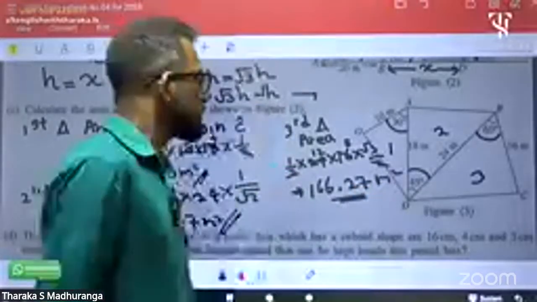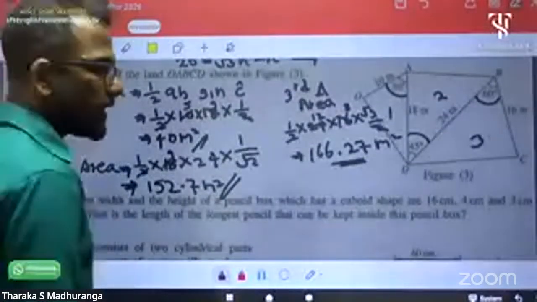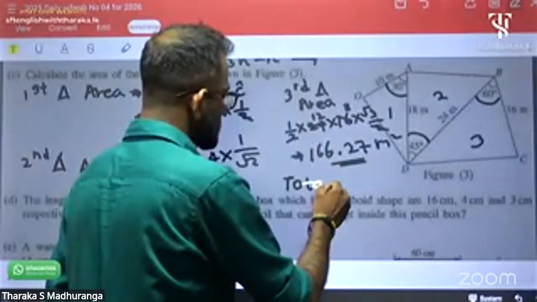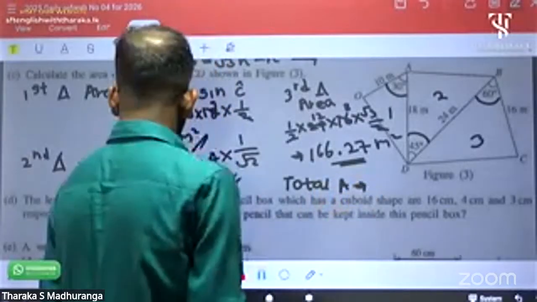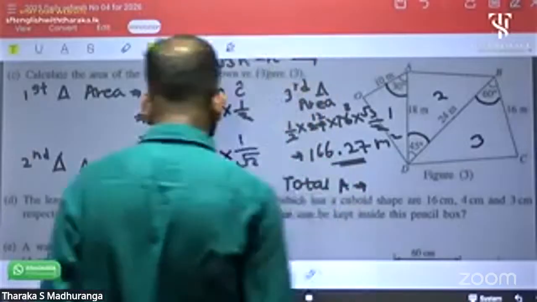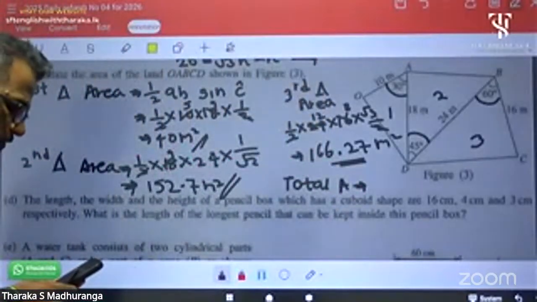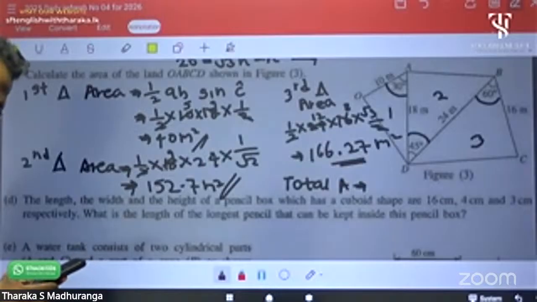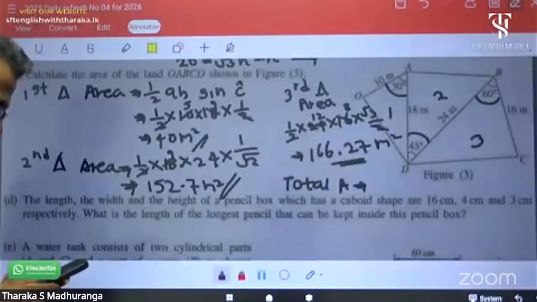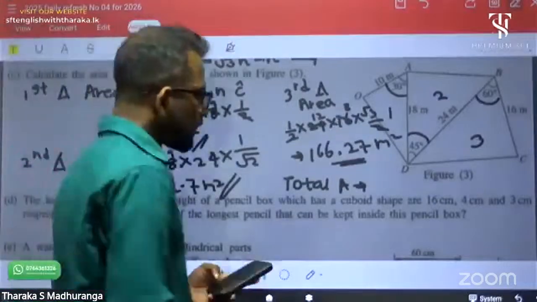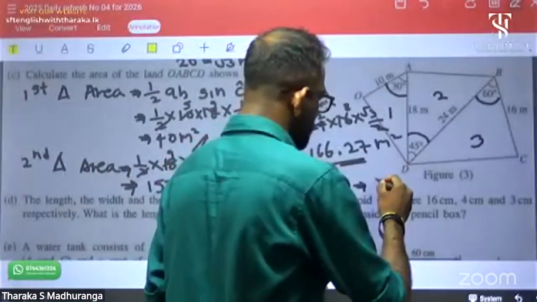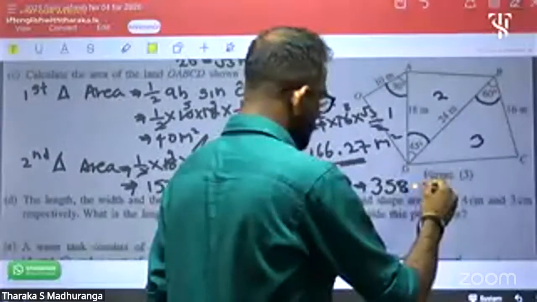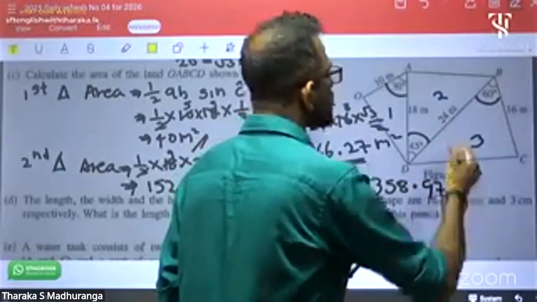Okay, now you can get the total area. Simple, same method. Total area is 40 plus 152.7 plus 166.27. That gives 358.97 square meters.